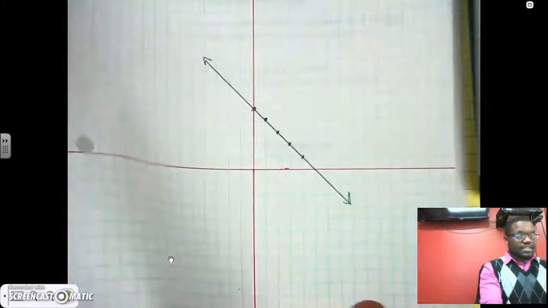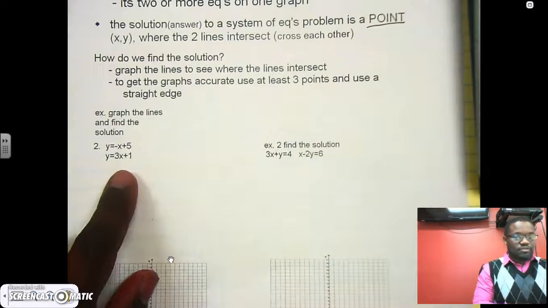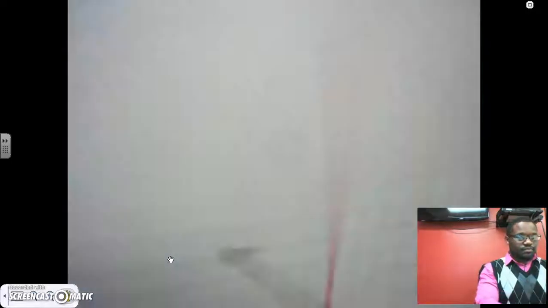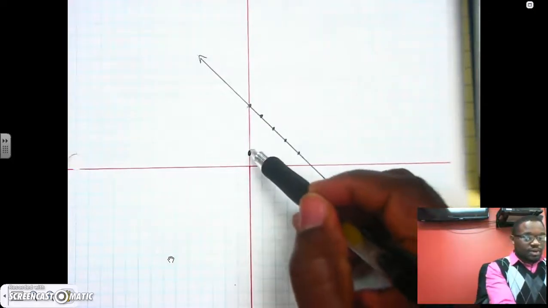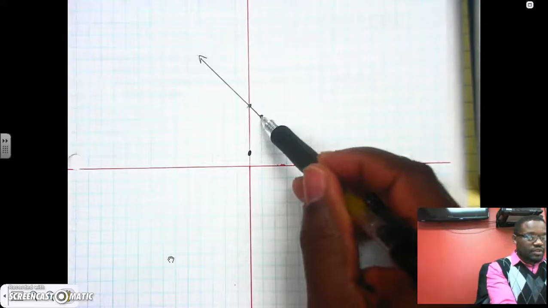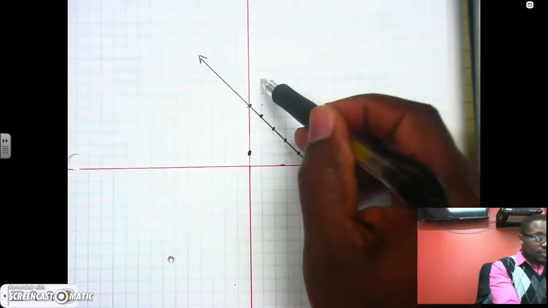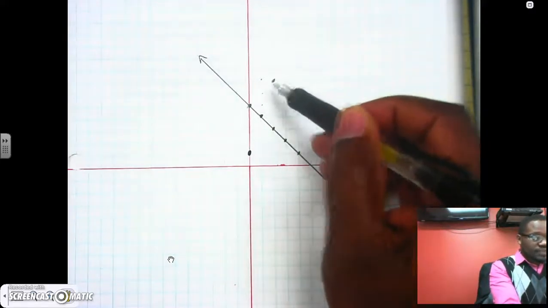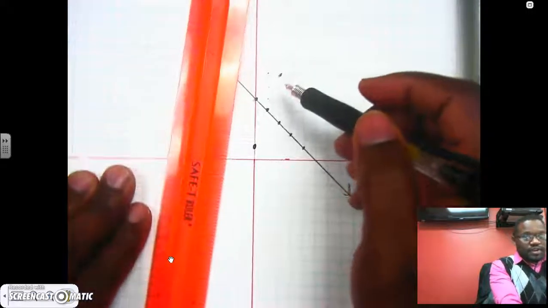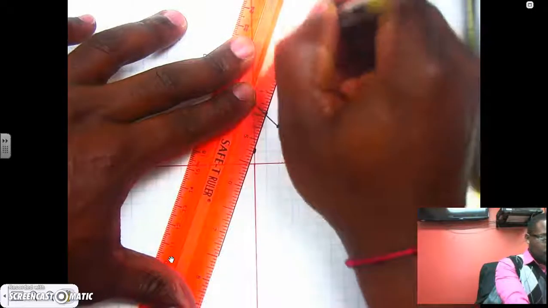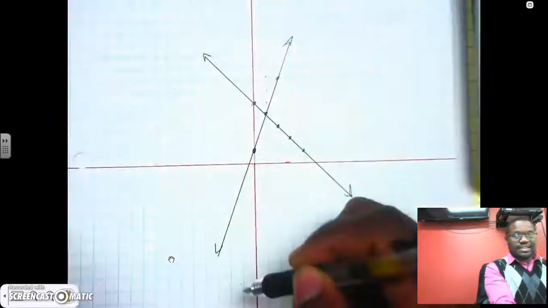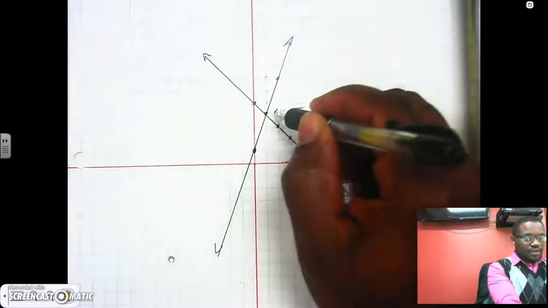That's my first line. My second line is y equals 3x plus 1. 3x plus 1 is plus 1 right here, or 1. 3x is the slope: up 1, 2, 3, over 1. Up 1, 2, 3, over 1. So I have a good picture of what my line looks like. So I draw, and you can see that those 2 lines intersect at this point right here.